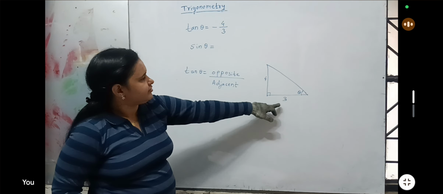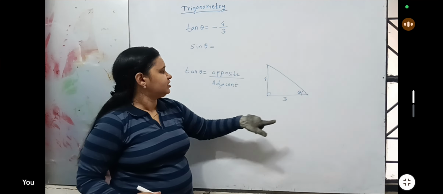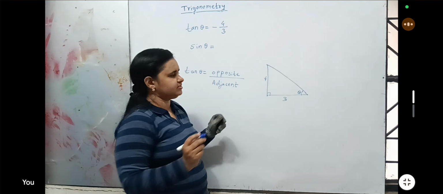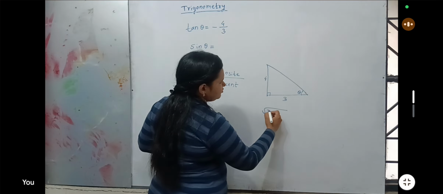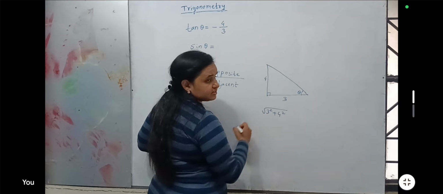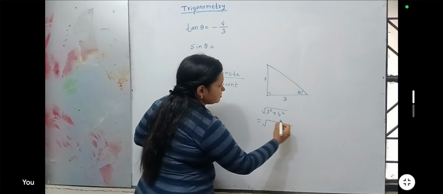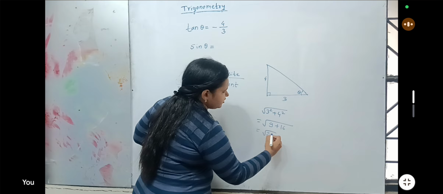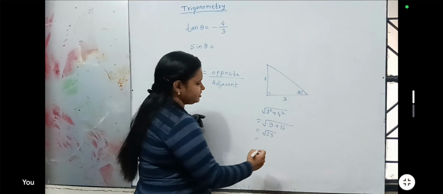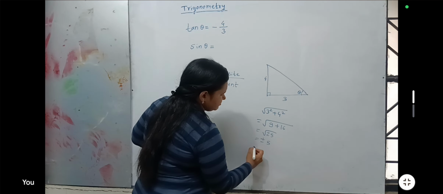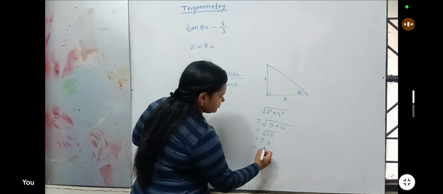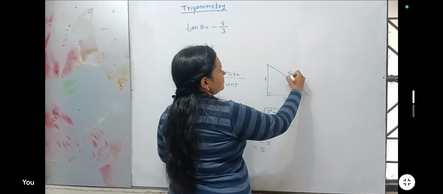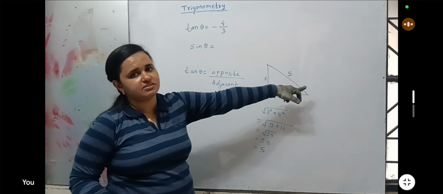So what will be the hypotenuse? By Pythagoras we can calculate the hypotenuse. It will be under root of 3 square plus 4 square. So it will be 9 plus 16. Under root of 25 is plus minus 5, but here it is a side, so we get plus 5. Okay, we got the hypotenuse as 5.